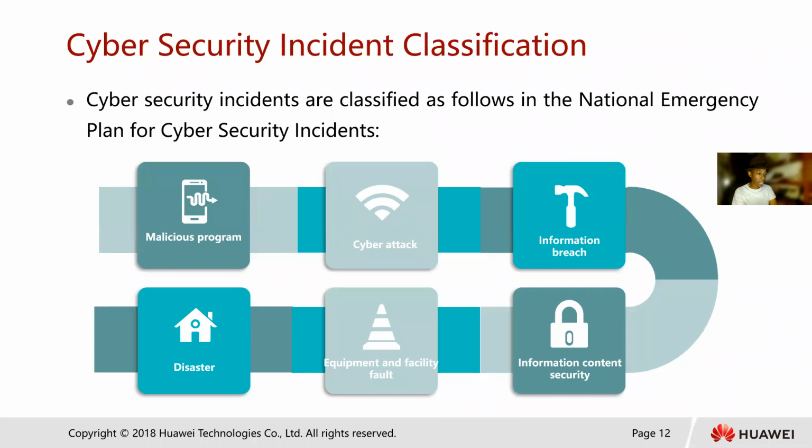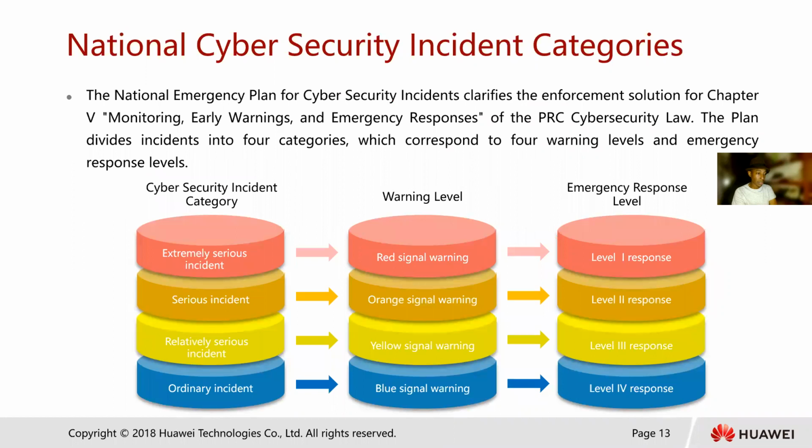They can be classified as a malicious program, a cyber attack, an information breach, or information content. You can even have equipment and facility faults, and also something like a disaster. So they usually have these categories, the warning levels, and also the emergency response level. You can have an extremely serious incident, a serious incident, a relatively serious incident, and an ordinary incident.